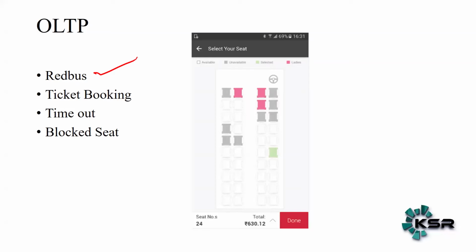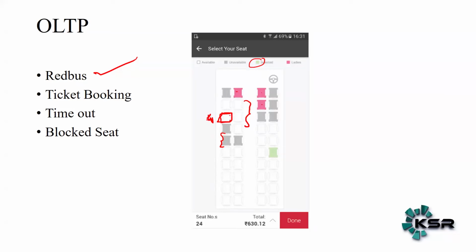Now I'll go here and select the ticket. If I select it, it will turn green. And this pink color, what does it mean? Reserved for females. Either it is booked by ladies or it is available for ladies. And this is available, and this is blocked, unavailable. Now, I want to go and block this ticket. This seat number is 4.